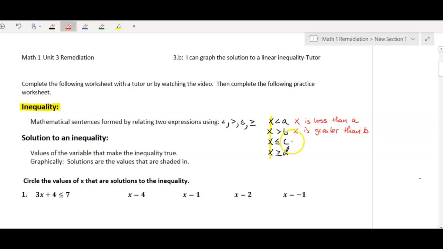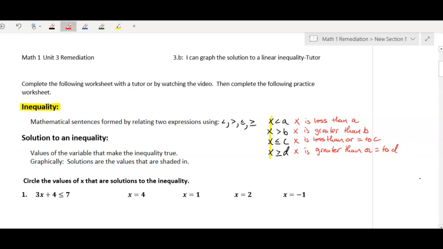Okay, the next one would be x is less than or equal to c. And finally, the last inequality would be x is, in this case, greater than or equal to d.